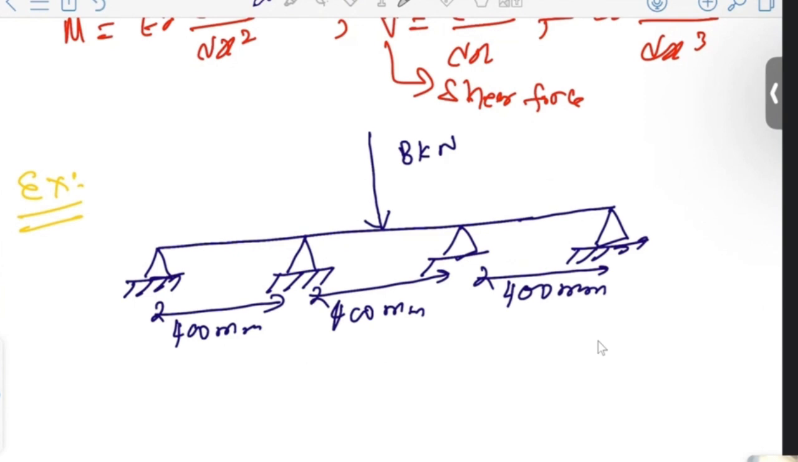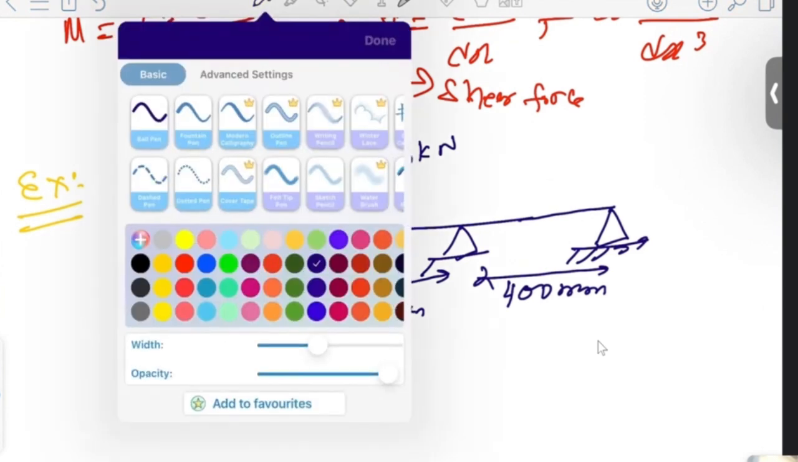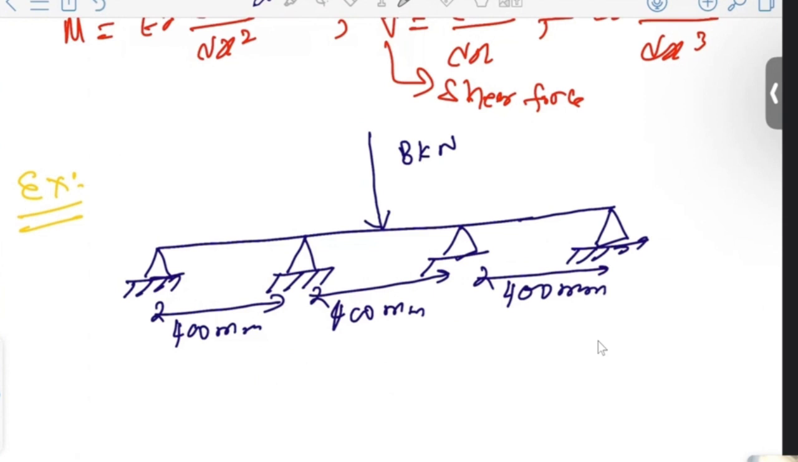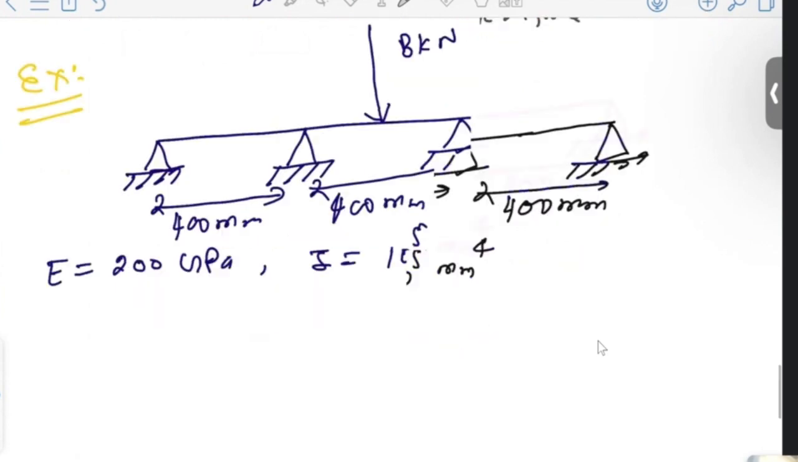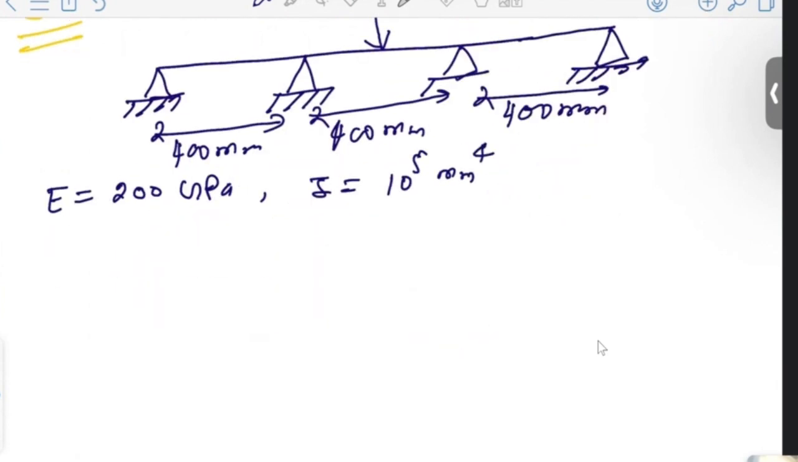So what do we have to calculate, and what are the other parameters? E equal to 200 gigapascal, and I for this beam element is given as 10 to the power 5 mm to the power 4.